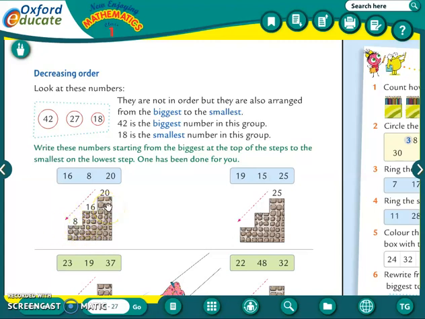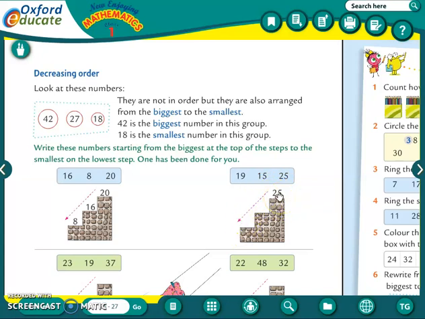So in decreasing order what do we have to do? We have to go from biggest to smallest. The biggest number will come over here on the first step, then the smaller one on the second step, and the smallest number will come on the third step. See this one also. These three numbers are given in the box: 19, 15 and 25. Which is the biggest number? The biggest number in this box, we will write first on the first step.